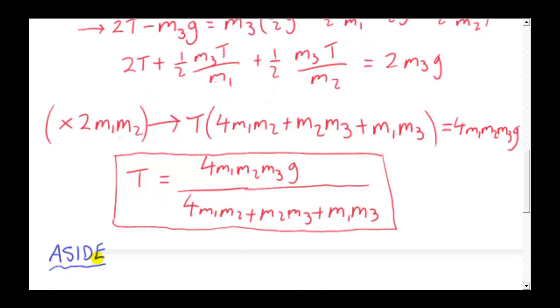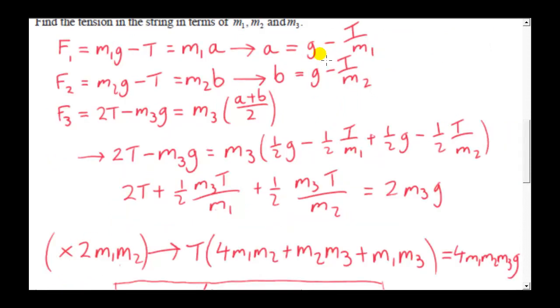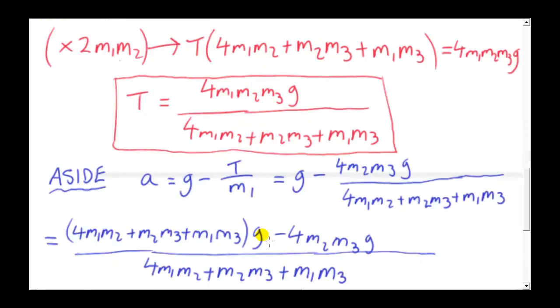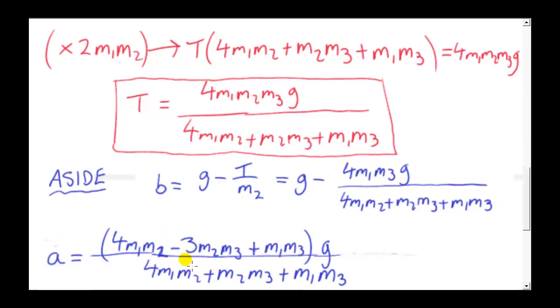As an aside, let's look at the accelerations. So we go back up here and we can see what A and B are. Okay, so we can plug in for T and get a common denominator. So I want to get this thing into a single fraction. So we have a like term here, 1 M2 M3 G and minus 4 M2 M3 G. Okay, so this is A. Now I've written down B. So this time we're dividing T by M2 instead of by M1. So M2 disappears out of the numerator here.